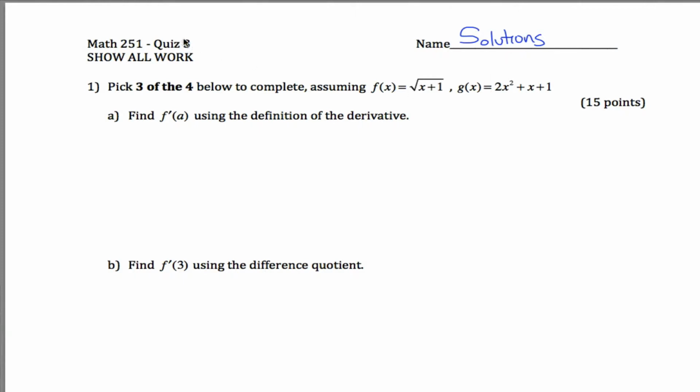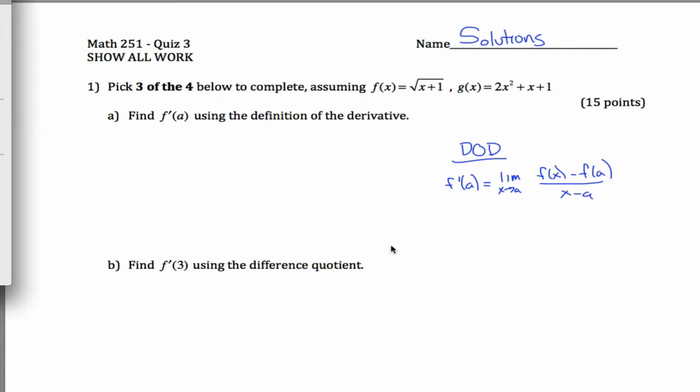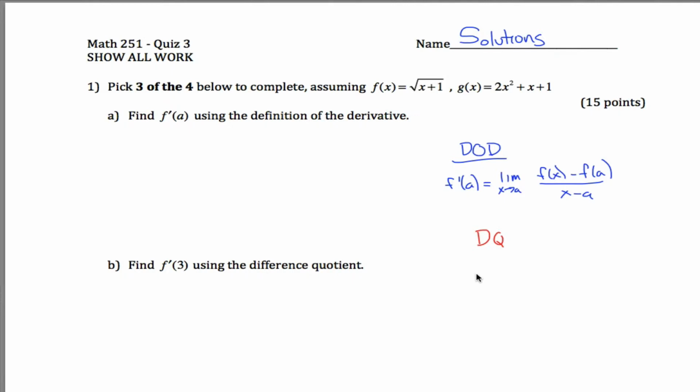Solutions for quiz 3 for Math 251. We're asked to calculate some derivatives using the definition of the derivative and the difference quotient. So I guess the first thing you need to know is what is the definition of the derivative? And what is the difference quotient? And the answer to those questions, well, I guess there's a couple answers.